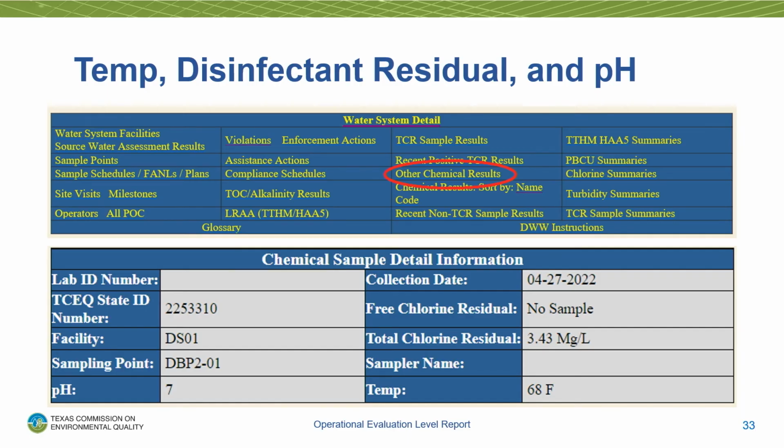The temperature, disinfectant residual, and pH: a lot of people don't know that this information is actually on Drinking Water Watch. Every time our samplers go out to collect a chemical sample, we actually collect the pH, the temperature, and the residual right here. So you can actually pull that information from Drinking Water Watch, and that's going to be under the other chemical results.